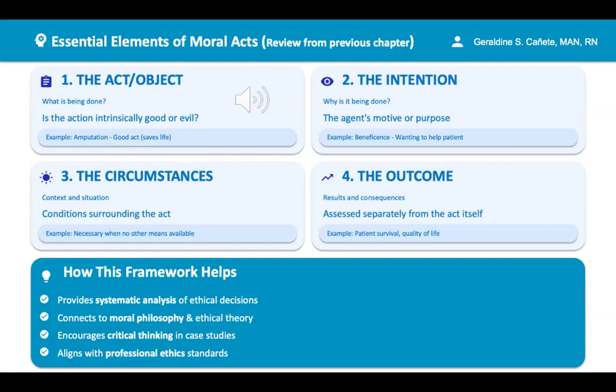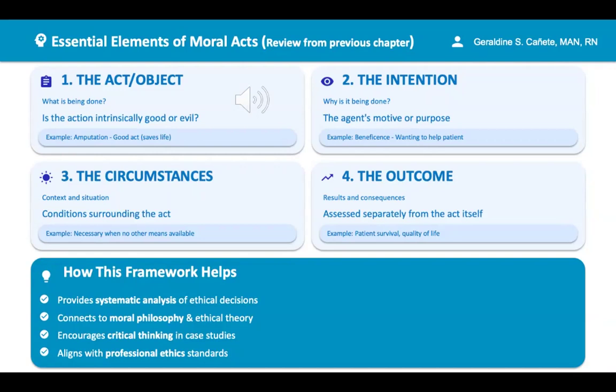So, what are the four elements we need to consider? These are the act or the object, the intention, the circumstances, and the outcome. Now, for the act or the object, we ask what is being done, and this is the action itself. Is the action intrinsically good, evil, or neutral? It's important to consider the nature of the act itself.